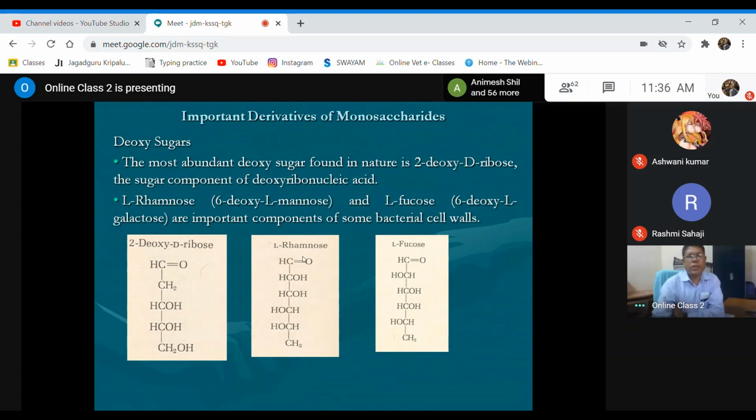Same thing here, where one oxygen is missing at carbon number 6. If oxygen is present here, that will be the structure of galactose. Same thing, this will be the structure of mannose if the oxygen is present here. So in all the cases, one oxygen attached to one of the carbons is missing. Since oxygen is missing, they are called deoxy sugars.